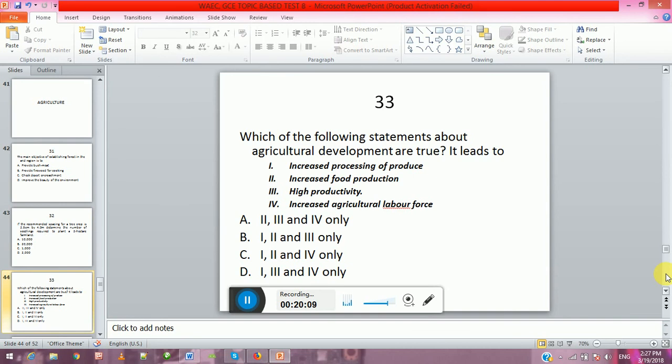Which of the following statements about agricultural development are true? It leads to I, increased processing of produce. II, increased food production. III, high productivity. IV, increased agricultural labor force. A, I, II and IV only. B, I, II and III only. C, I, III and IV only. D, II, III and IV only.